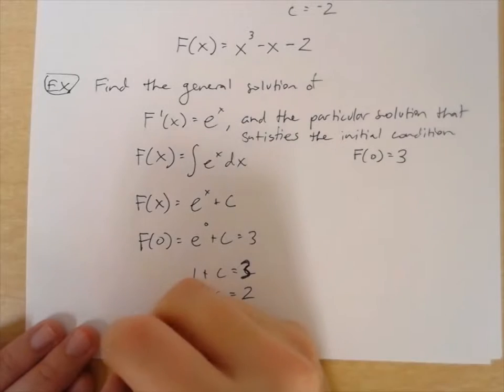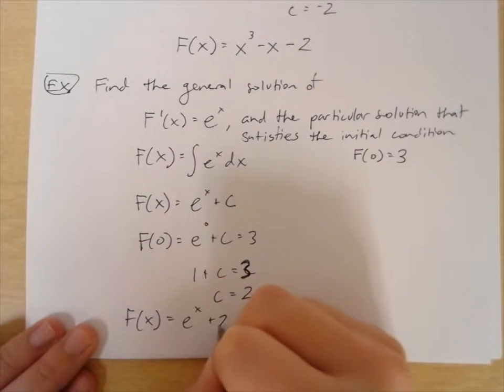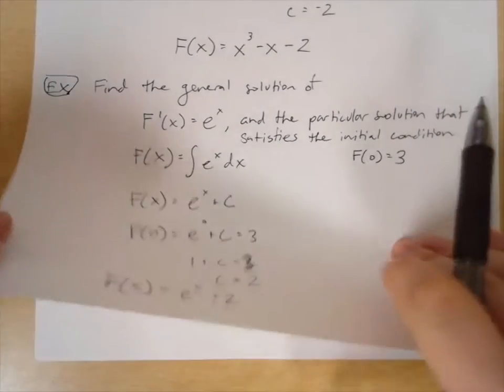So my particular solution is that big F of x equals e to the x plus 2. And that is my particular solution, with this initial condition satisfied. All right.